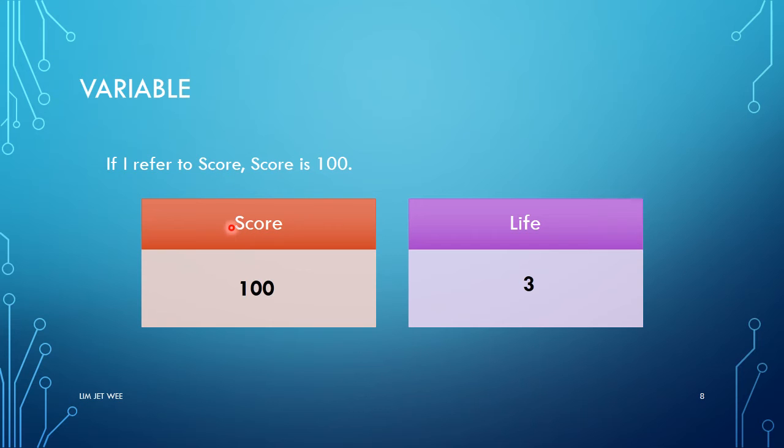Now, what if I refer to score? If I refer to score because I want to show my player how much he or she has scored, I'm getting the value inside score. In this case, it is 100. So variable may sound like a very techy name, but this is what it actually does. It's not that complex, it's not that complicated.